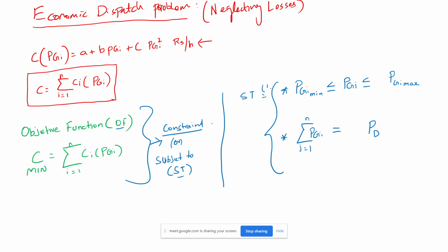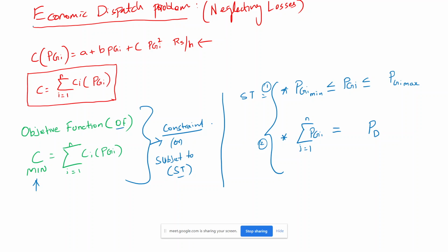So this is subject to 1, this is subject to 2. So I need to minimize the cost without breaking the constraints. Within the limit of the constraints I need to minimize this cost. So this is the economic dispatch problem.